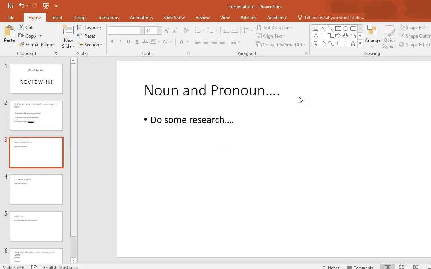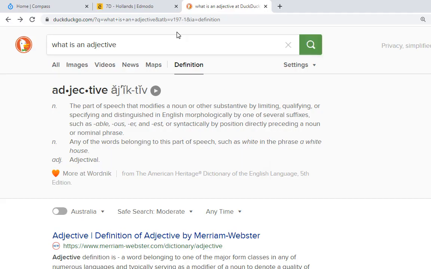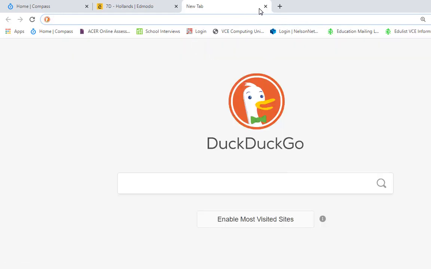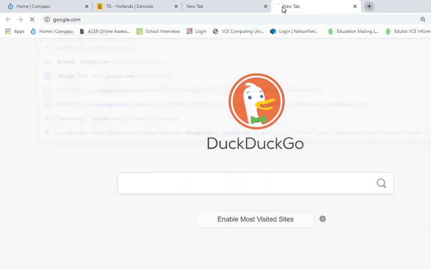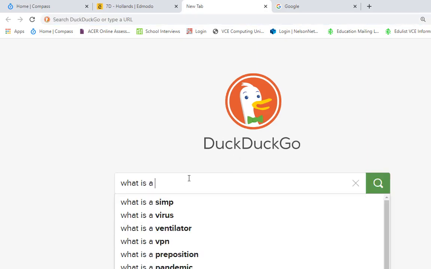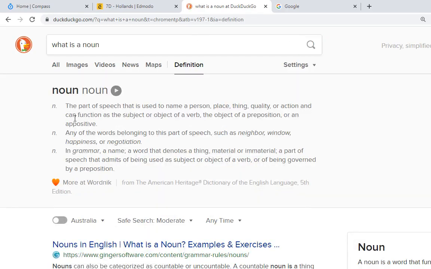So first things first, nouns and pronouns. Do some research, okay? I'm going to head over to my friendly DuckDuckGo browser. Google is also another good browser you can use. And I'm simply going to ask it, what is a noun? What is a noun? The part of speech that is used to name a person, place, or thing, quality or action, and can function as the subject or object of a verb, the object of a preposition, or an appositive.